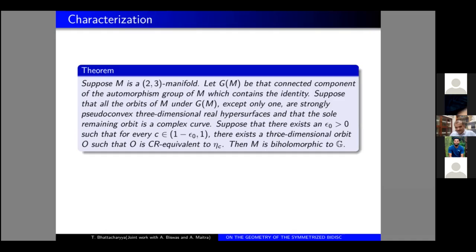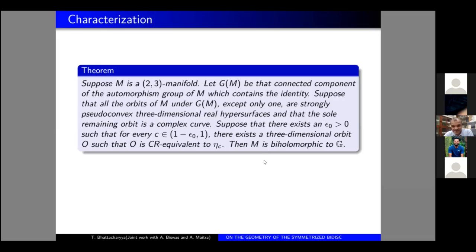Suppose there is an epsilon positive such that for every C in (1 minus epsilon, 1), there is a 3-dimensional orbit O such that O is CR equivalent to eta C. Then M is biholomorphic to G. So this is a characterization of the symmetrized bidisc.